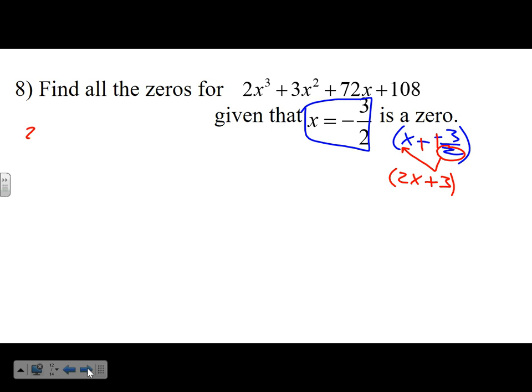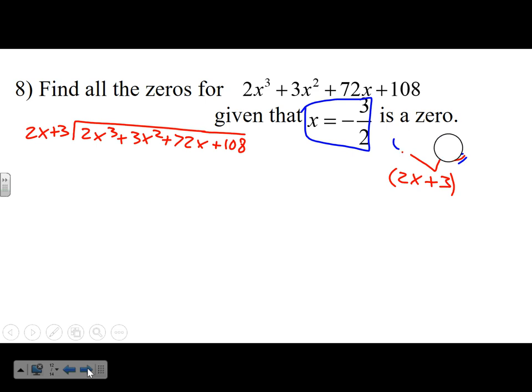So I have 2x plus 3. Inside here I have 2x to the third plus 3x squared plus 72x plus 108. I'm going to have to run together in there, but that's okay. So I'm going to erase this part over here so I have some room. And now we're going to do this the same way we've been doing it.